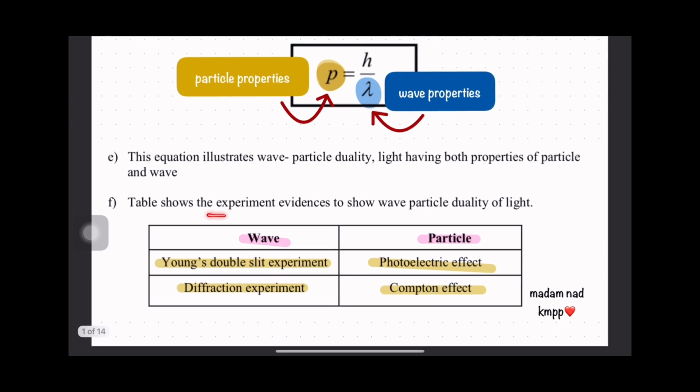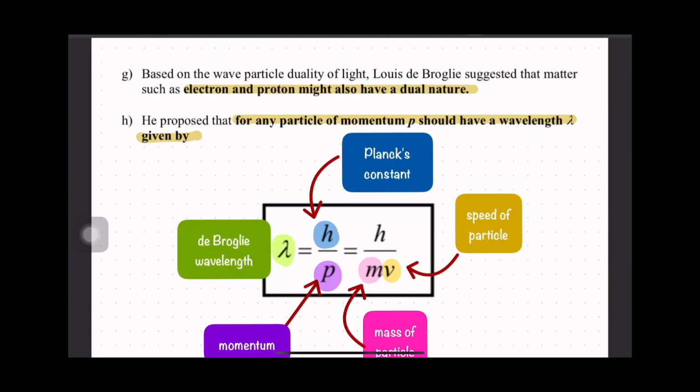Okay, the table shows the experiment evidence to show wave particle duality of light. For wave, kita buat eksperimen yang double slit, and diffraction experiment. Bila wave tu bersifat partikel, kita kaji, kita tengok orang buat kajian tentang photoelectric effect and quantum effect. Okay, based on the wave particle duality of light, Louis de Broglie suggested that matter such as electron and proton might also have the dual nature.